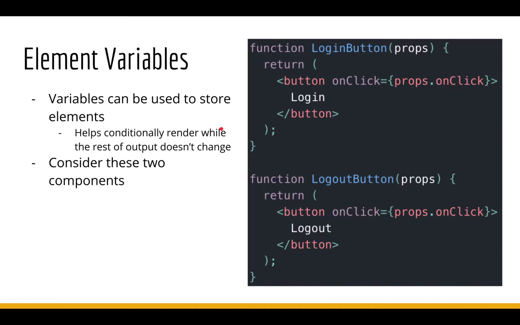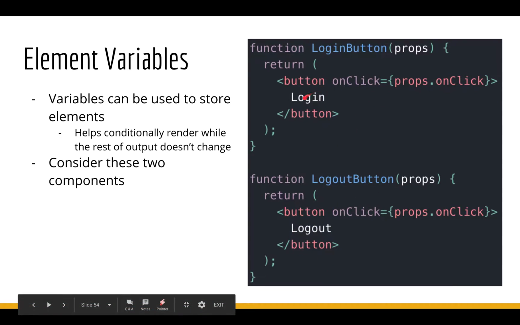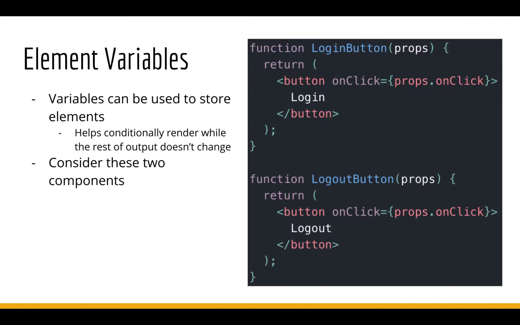Another thing that we can do to conditionally render is store components inside of variables and then use those variables as something that can be rendered. First, I just want to introduce these two components, login button and logout button. Obviously, they're very similar to each other. Really, the only difference is whether it's showing login or logout. But functionally, the rest of the component is basically the same. We're going to use these two components to create another component that we'll call login control. It will show either the login button or the logout button, as well as a greeting depending on the situation.